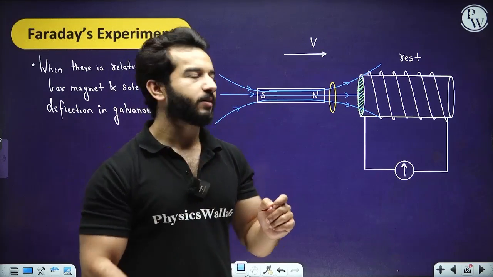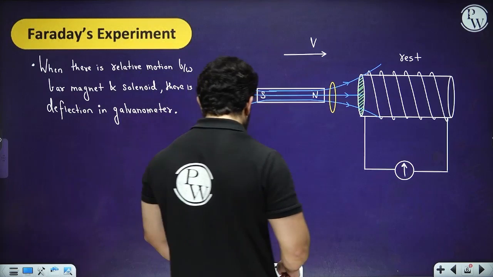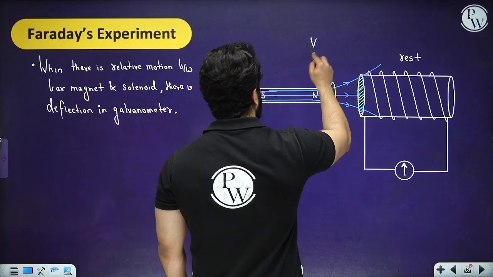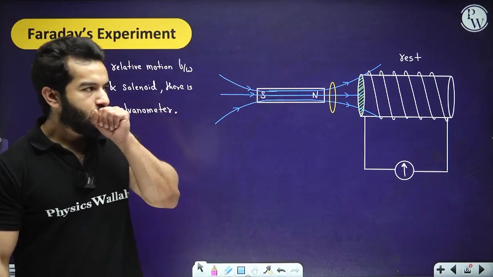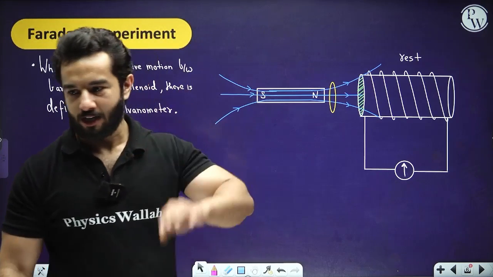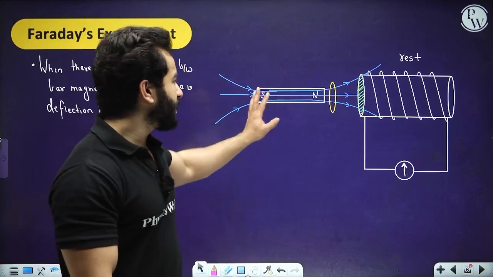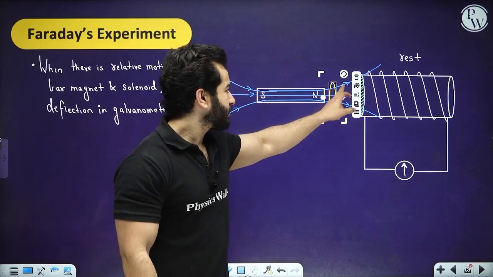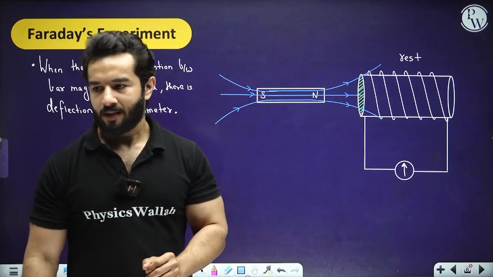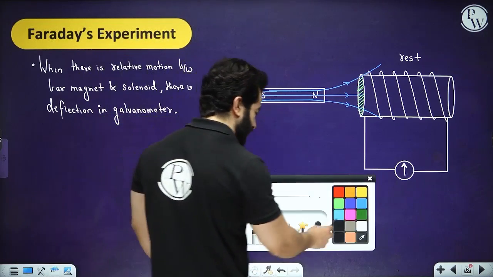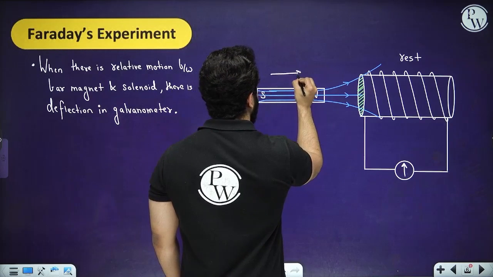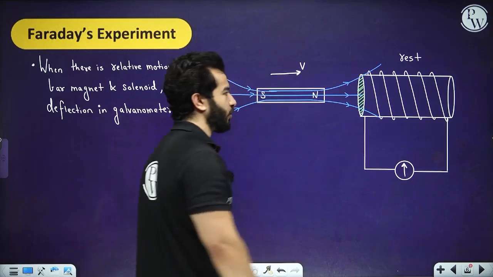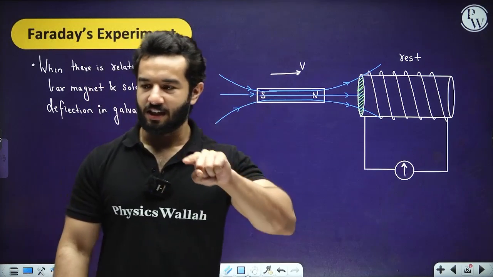Now think about it. Initially, there was no relative motion. Let's suppose initially this whole setup was at rest. Done? Now you have decided, sir, now we are going to change this situation. Now we are going to move this bar magnet towards this solenoid. So this is the change.